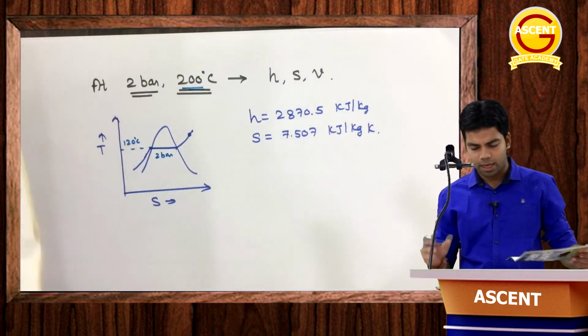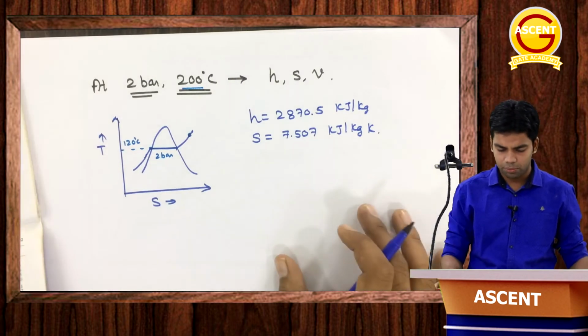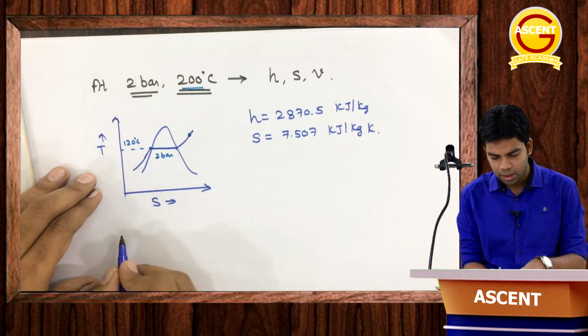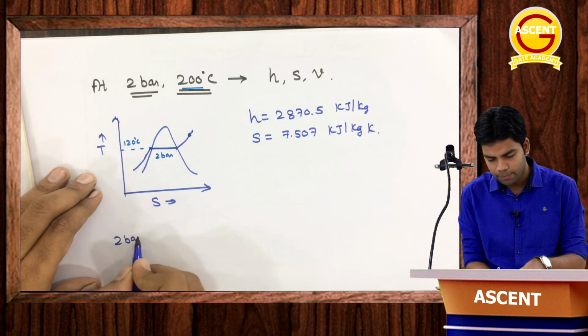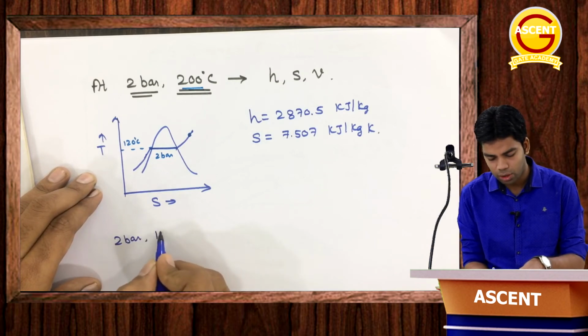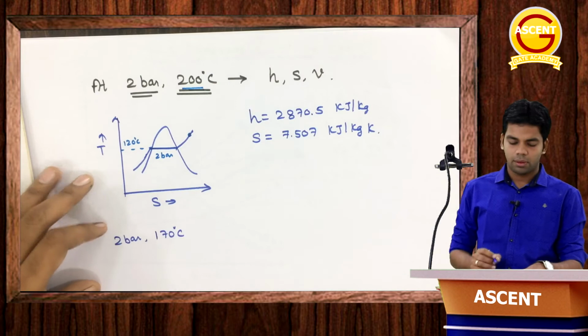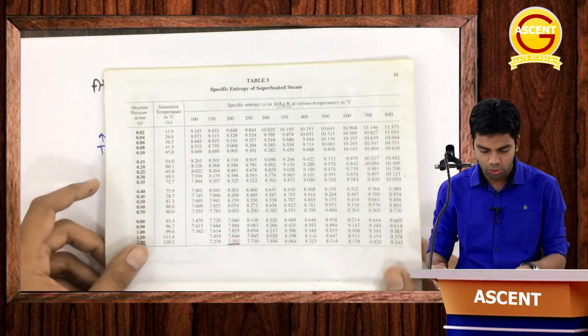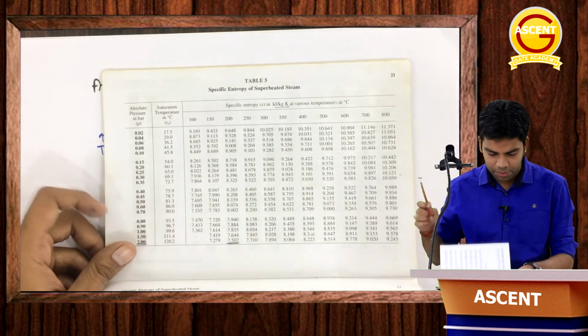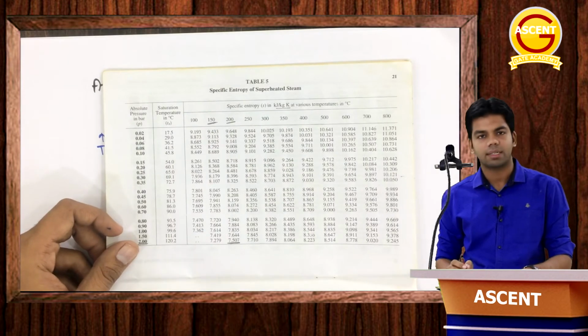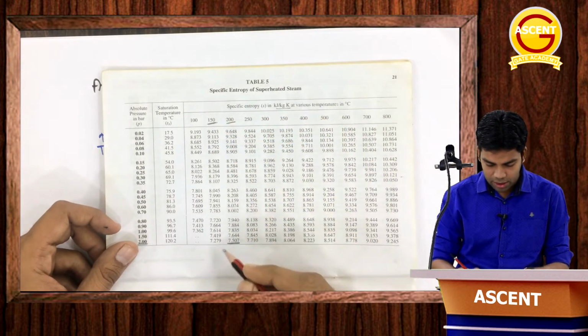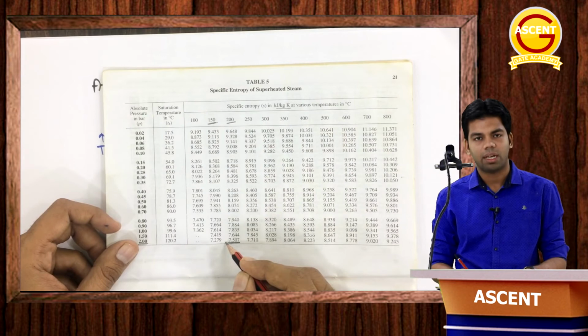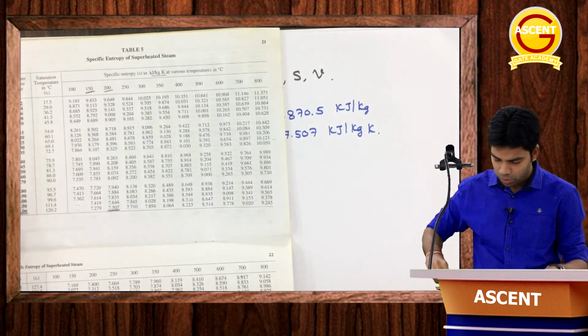Now suppose it is asked that you want to determine this enthalpy and entropy at 2 bar and 175 degree centigrade or 170 degree centigrade. What you can do here is, because the entropy is given at 150 degree centigrade and 200 degree centigrade, so in between, if you want to determine at some point, you will have to interpolate. Interpolation you people must know, how we can do interpolation.